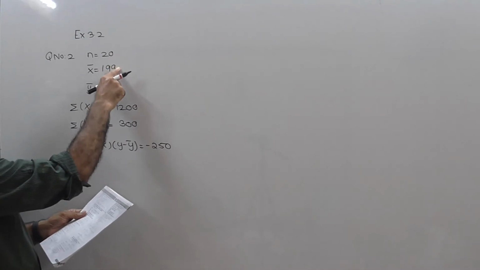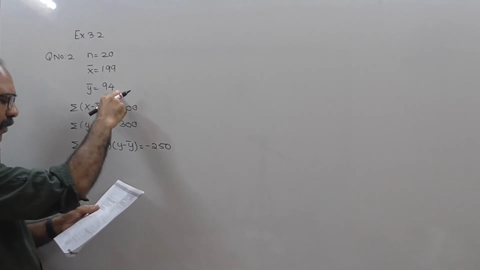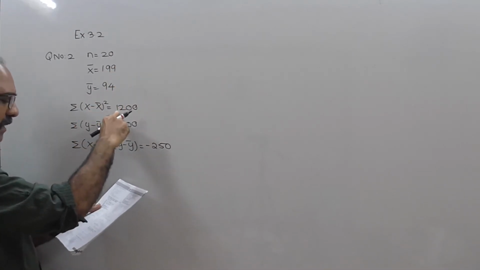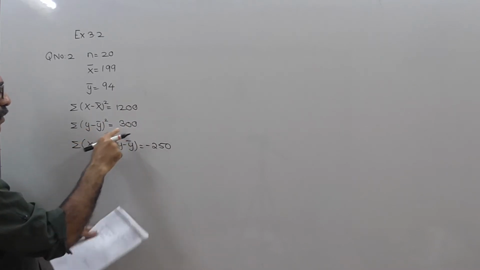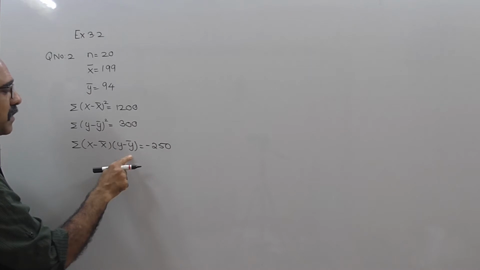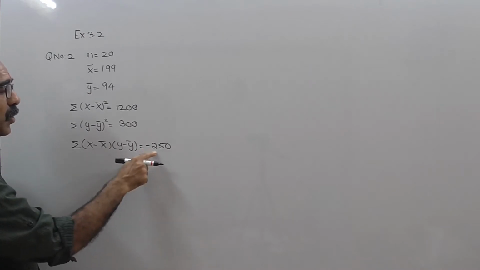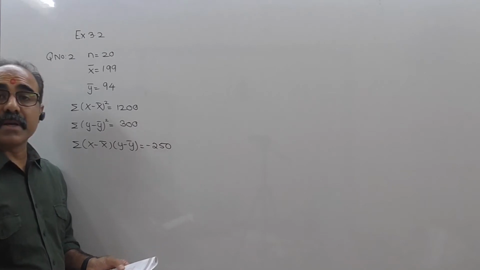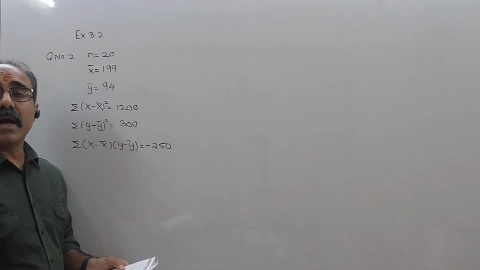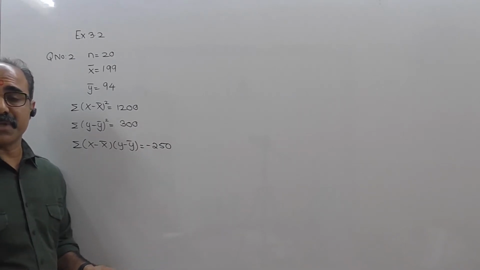N equal to 20, x bar is 199, y bar equal to 94, sigma (x minus x bar) the whole square is 1200, sigma (y minus y bar) the whole square is 300, sigma (x minus x bar)(y minus y bar) equal to minus 250. You have to find the regression line of y on x, the regression line of x on y, and the correlation coefficient.